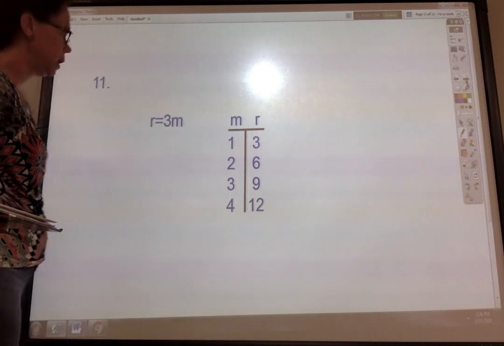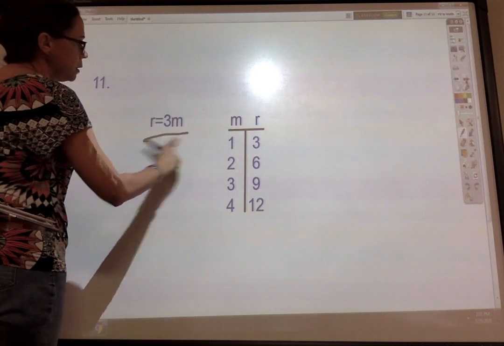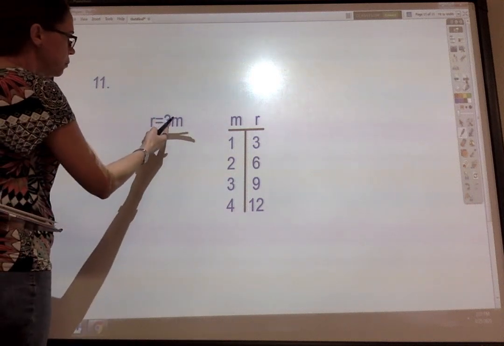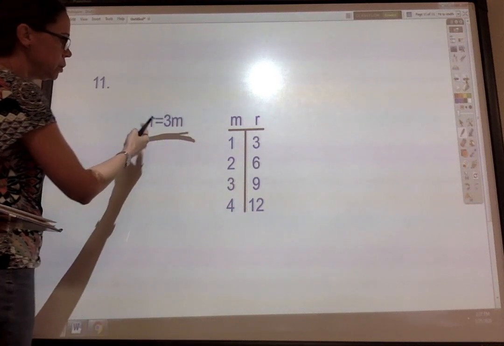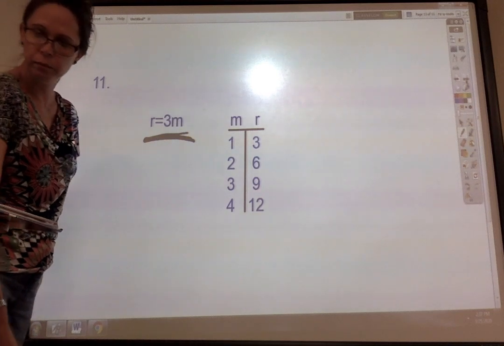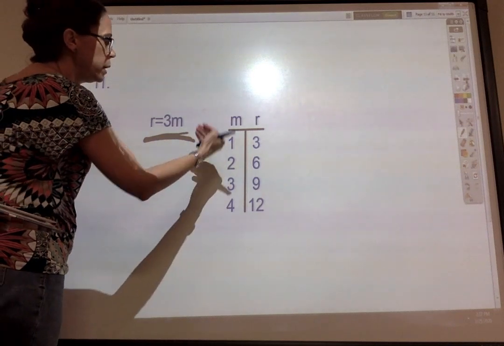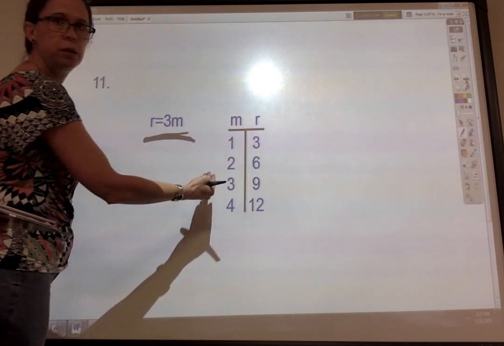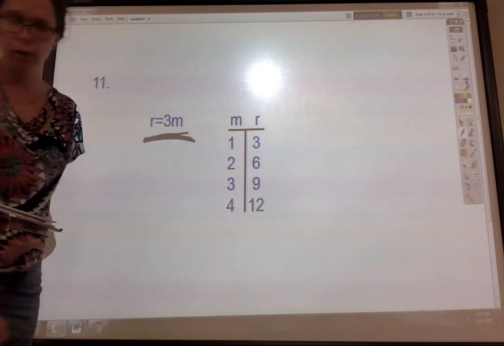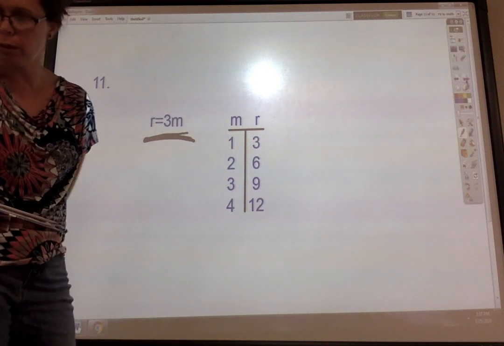Okay? So you should have drawn your equation of this. 3 per minute will give you your number of revolutions for however many minutes you ride. And at 1 minute, you've gone around 3 times. 2 minutes, you've gone around 6 times. 3, 9, 4, and 12. That's what your function table should look like.